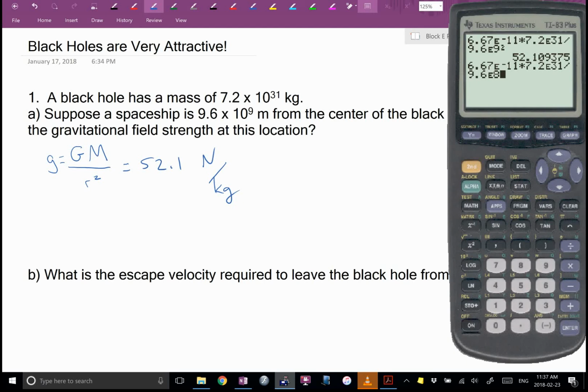Now what's the gravitational field strength? It's getting bigger. What if we go another 10 times closer? It's getting bigger. It's going up by 100 times every time. And this is why black holes, when you're near them, act so strangely, because just a small change in radius can lead to a massive change in the gravitational field.